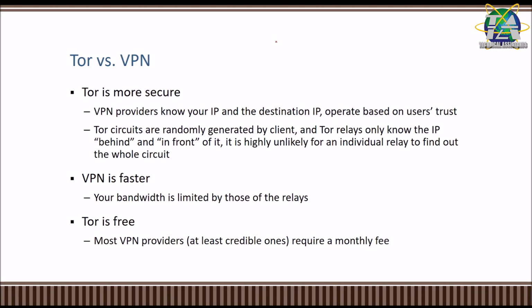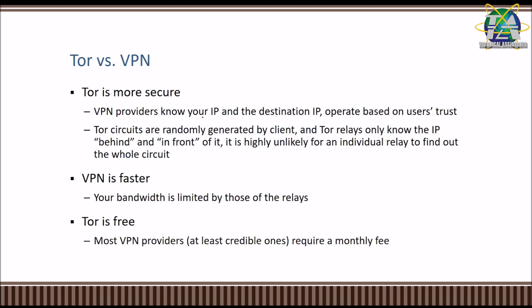Now, I know some of you might be wondering what's the difference between Tor versus a VPN, a virtual private network. So, firstly, Tor is actually more secure than a VPN. VPN providers actually know your IP and the destination IP, and they operate based on users' trust itself. You have to trust the VPN to not give out this information to third parties, and nothing is stopping them. Actually, there's nothing you can do to stop them from actually giving out this information one day. But this is different from Tor, which is actually built for anonymity and security.